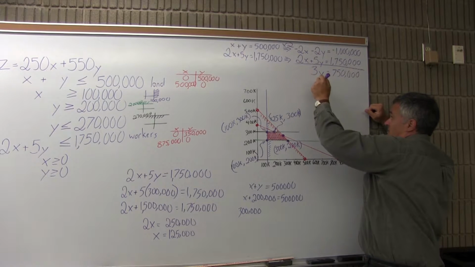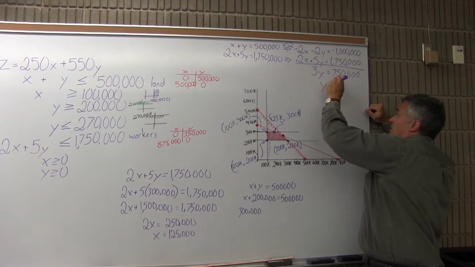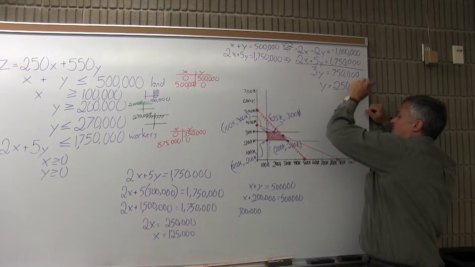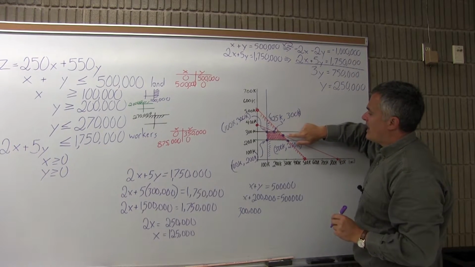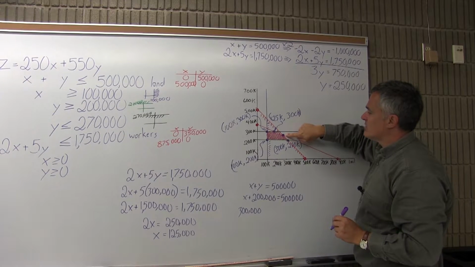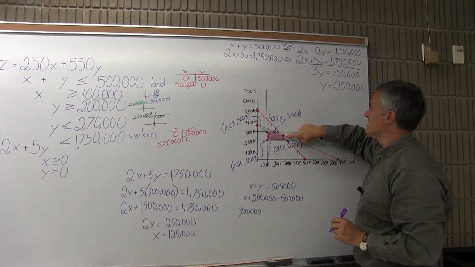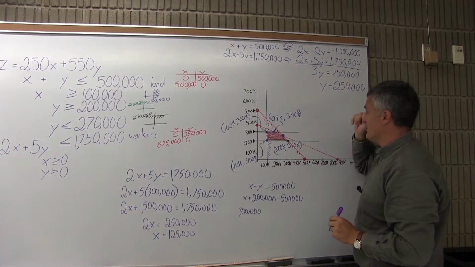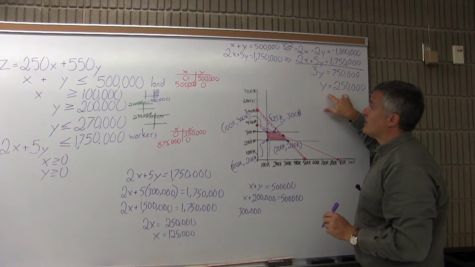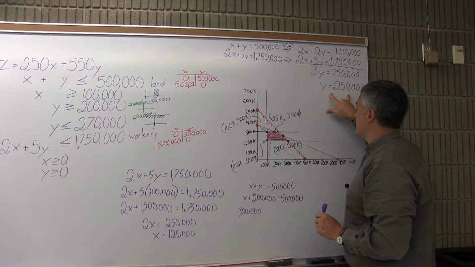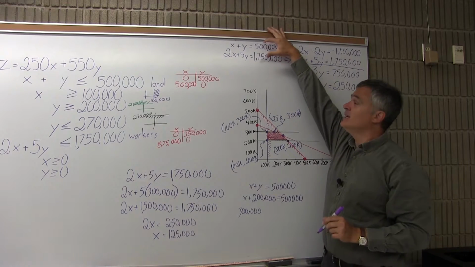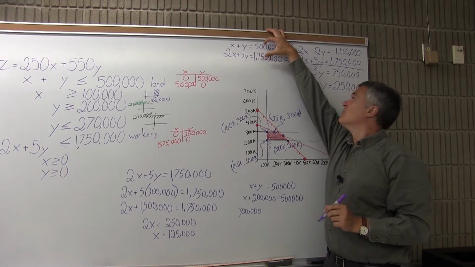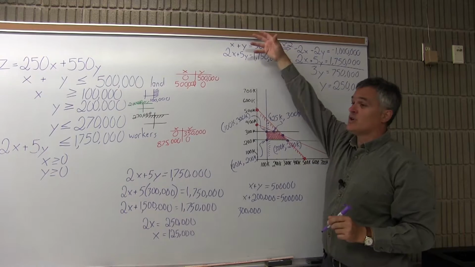Divide out the 3, and it'll give me y equals 250,000. So the y-coordinate, or height, of the point where the two red lines intersect with each other is 250,000. Now I need to find the x-coordinate. To find the x-coordinate, I can take my y equals 250,000 that I just found, go back to either of the original equations, put in my y of 250,000, and solve for x.